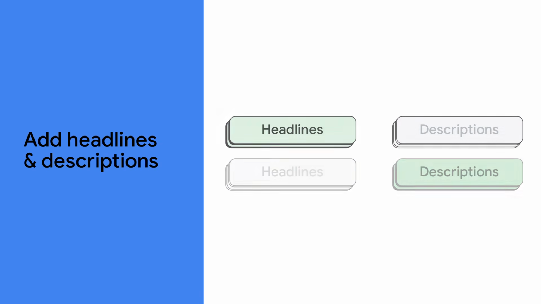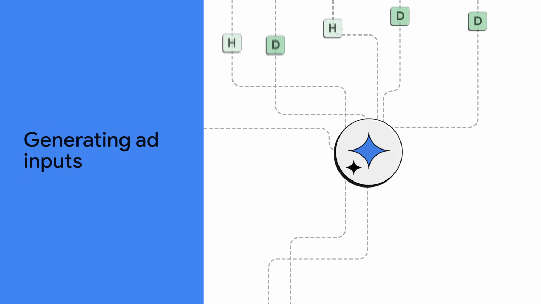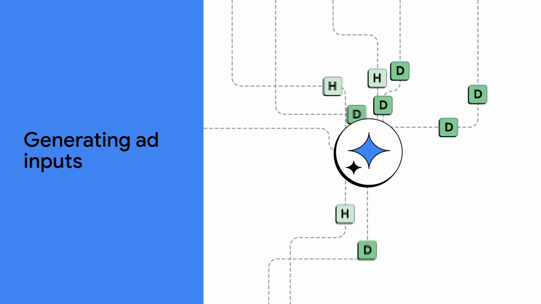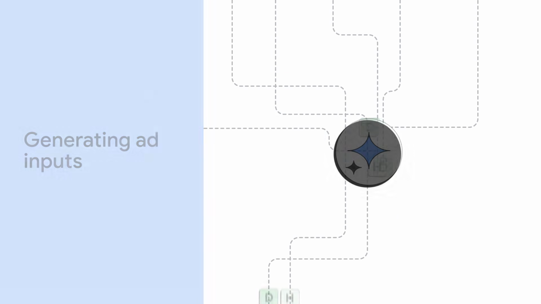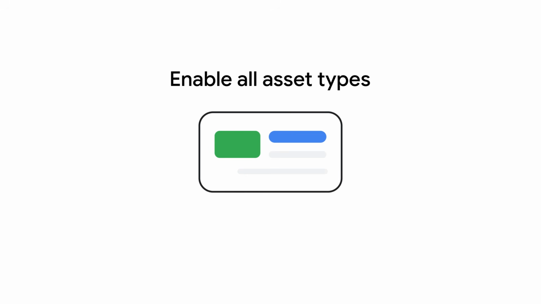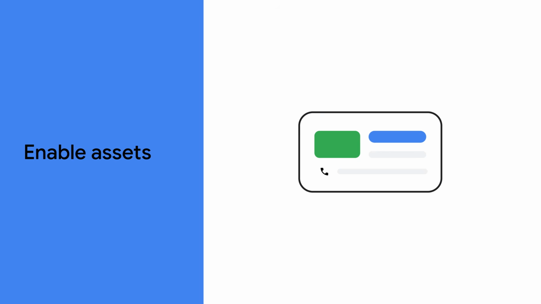Add as many unique headlines and descriptions as you can. This allows our Google AI to find the most effective combination based on a user's behavior. Enable all asset types that make sense for your business. Relevant assets like your service's phone number can improve your ad's effectiveness.